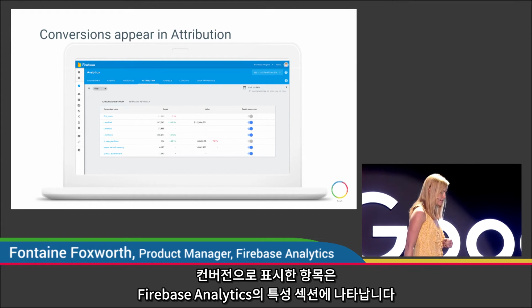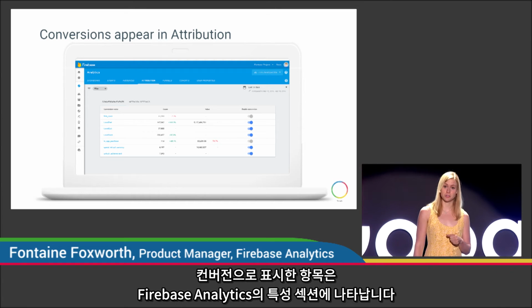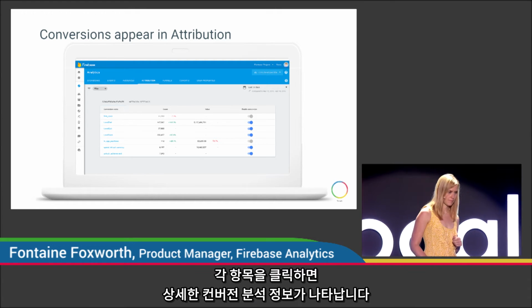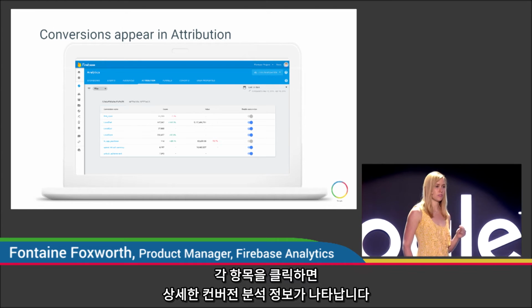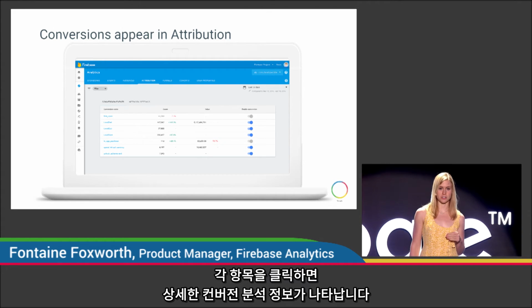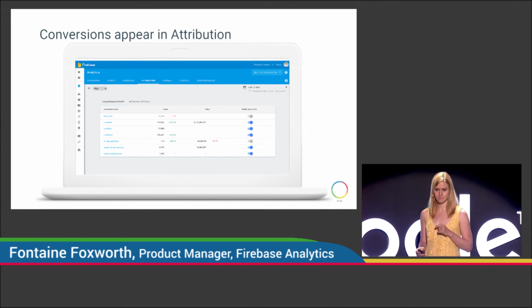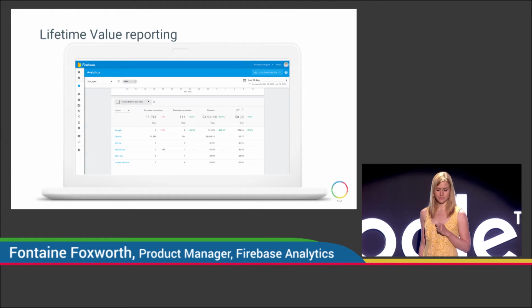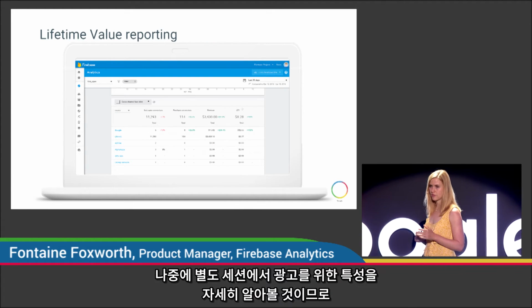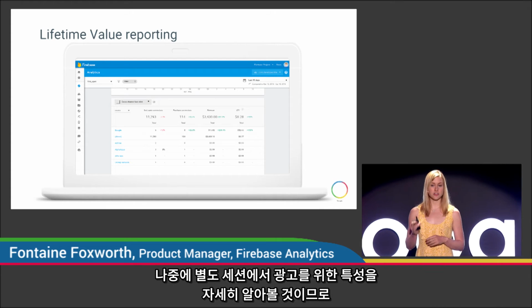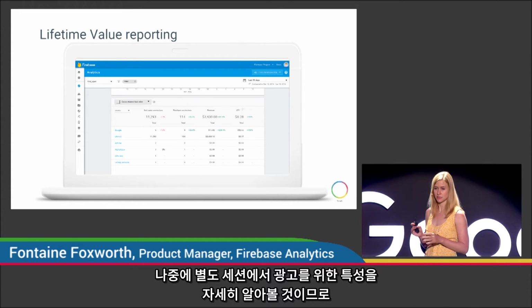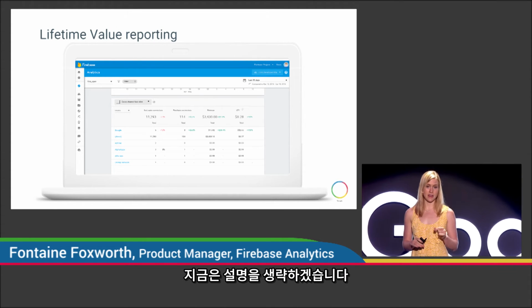Now, when I mark it as a conversion, it'll show up in the attribution section of Firebase Analytics. And I can click on each one and receive a report for each individual conversion, so I can see the breakdown there. Now, later today, we've got a session that will go into attribution for ads purposes a little bit more deeply, so I'm not going to cover that now.